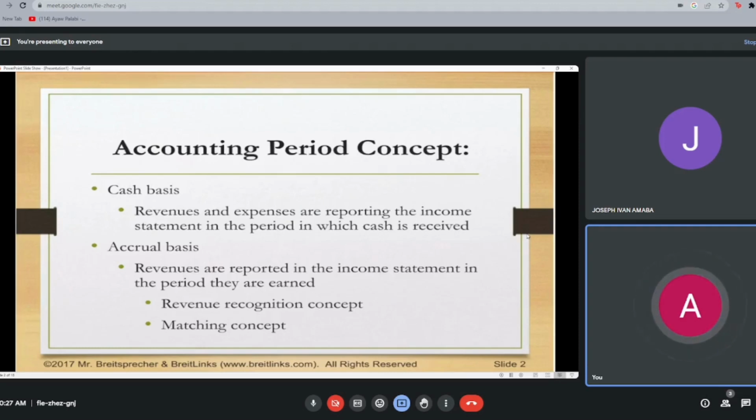Accounting period concept. There's cash basis and accrual basis. Cash basis: revenues and expenses are reported in the income statement in the period in which cash is received. Accrual basis: revenues are reported in the income statement in the period that they are earned. Revenue recognition concept and matching concept.